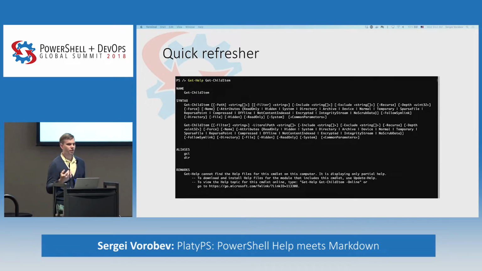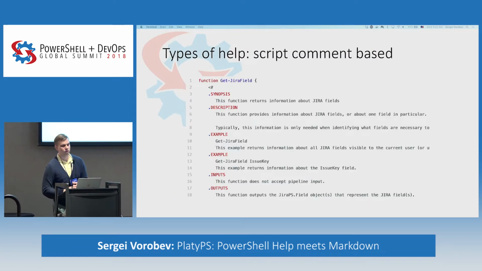If you want to provide help with your module, you have a couple of options to do that. The first option, if you're writing a script-based module, is to use comment-based help in the script. It looks like this. You can have a structured comment with sections like synopsis, description, and everything else. And it's very natural to read and very natural to write. It's probably one of the most popular ways to provide documentation and help for your modules.